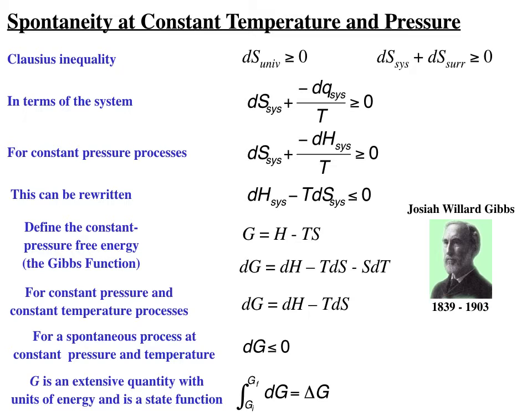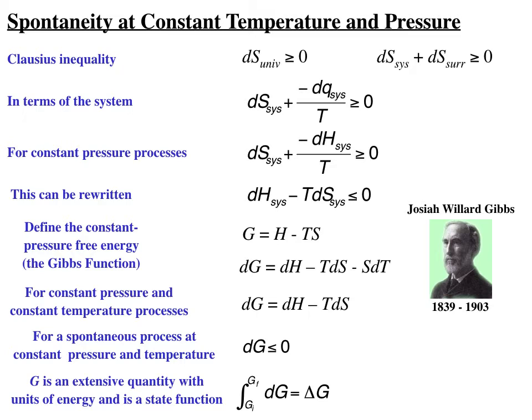Now, unlike the Helmholtz function where different people use different symbols depending on who is doing the discussions, G is universally used for this function. G is known as the Gibbs function after Josiah Willard Gibbs, probably the greatest American scientist you never heard of or you vaguely heard of. But we will define this quantity as G equals H minus TS.